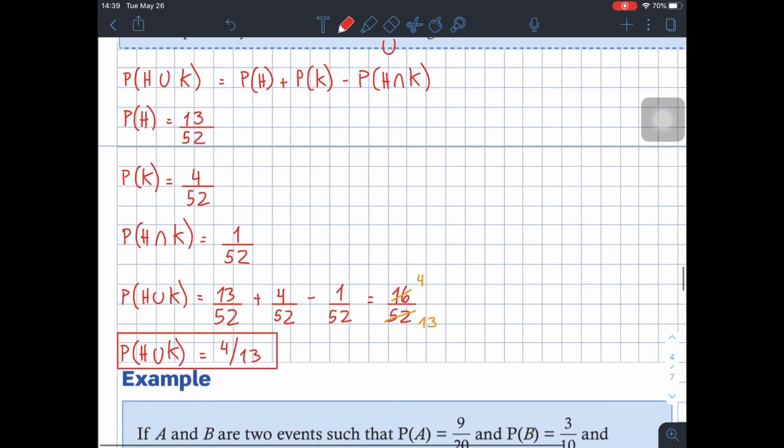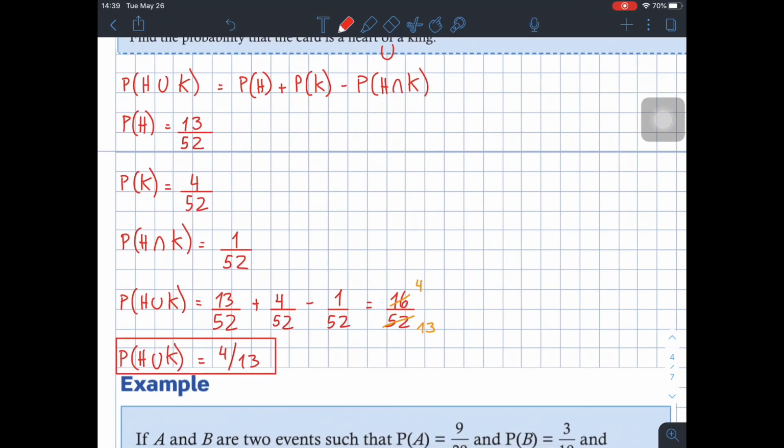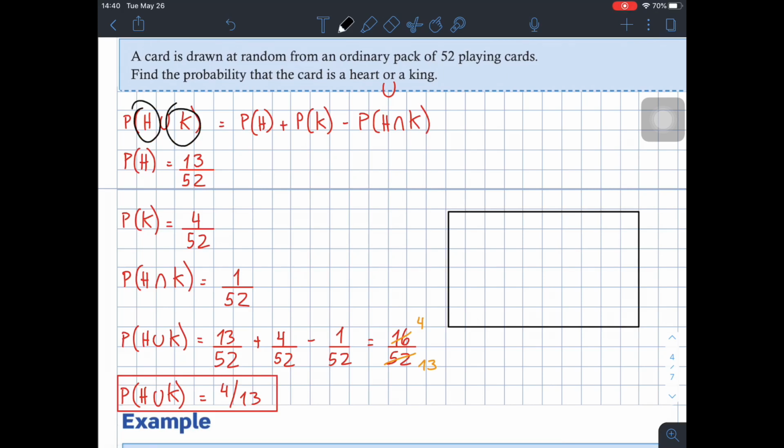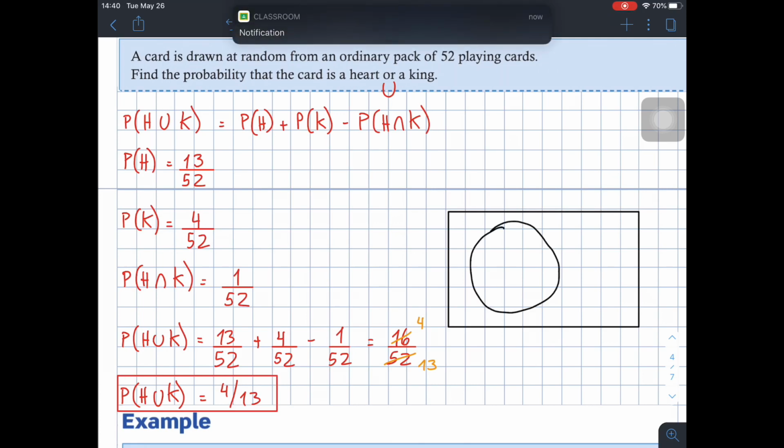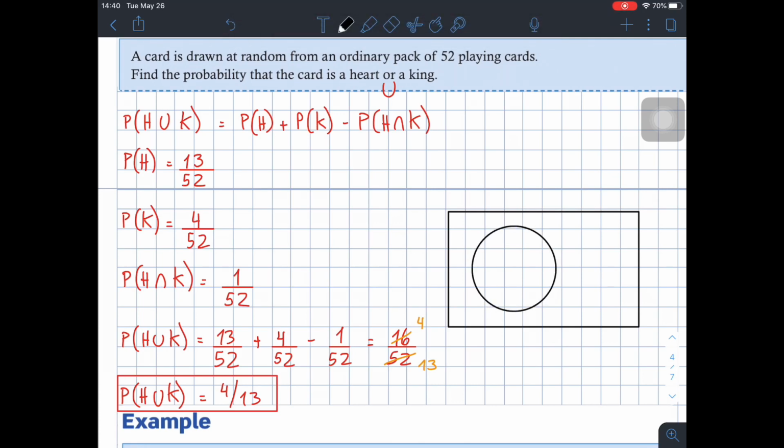4 out of 13. If you want to visualize this as a Venn diagram, maybe it'll be easier for you to solve exercises like this. You can do it this way. If we do a Venn diagram for this situation, let's do the rectangle for the universe. Inside the universe, we're analyzing 2 options, heart and king, so we're going to have 2 circles. One circle will be for the heart, and another circle will be for kings.